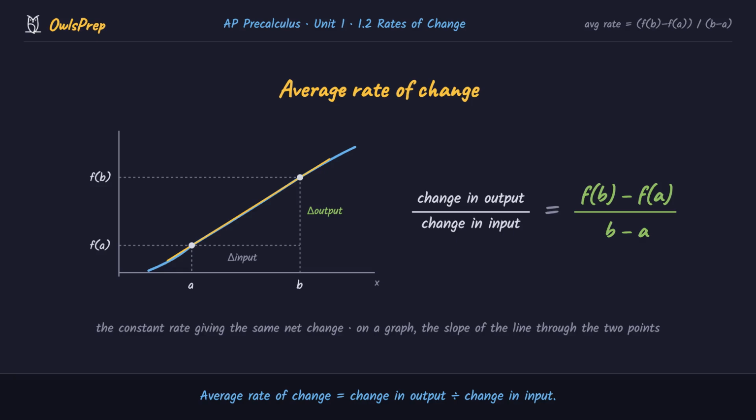The average rate of change of a function over an interval is the change in output divided by the change in input. For a function f from a to b, that's f of b minus f of a over b minus a. It's the single constant rate that would give the same total change, and on a graph, it's the slope of the line joining the two endpoints.